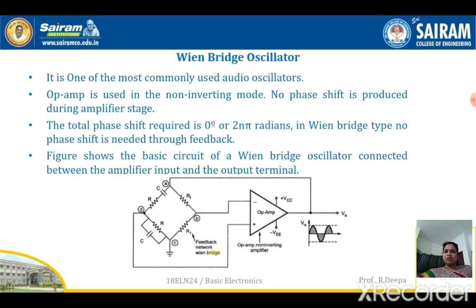The figure below shows the basic circuit of a Wien bridge oscillator, which is connected between the amplifier and the output terminal. This Wien bridge circuit will be the feedback network for the oscillator. And you can observe in the construction features, we'll be using the non-inverting terminal as the input for the operational amplifier, and to the inverting input terminal we'll be connecting the feedback from the Wien bridge network, and the output is taken across V0.